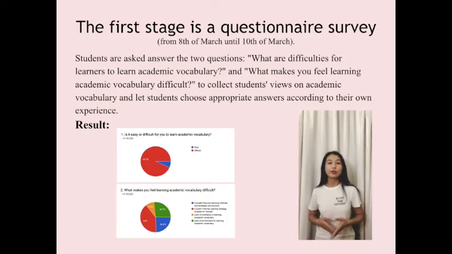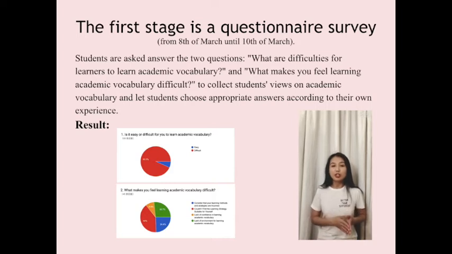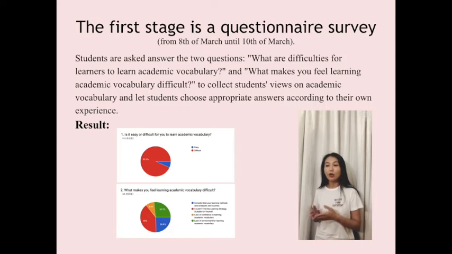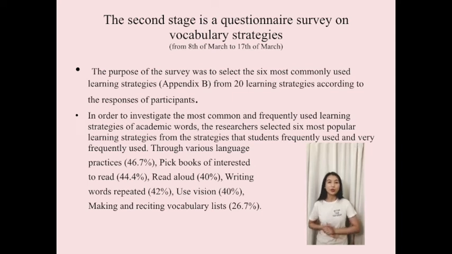The result of this investigation is that 94% of students think academic vocabulary is difficult, and 40% of them think they couldn't find the strategies which are suitable for them to learn academic vocabulary, and 27% of students think they lack an environment for learning academic vocabulary. The second stage is a questionnaire survey on vocabulary strategies.